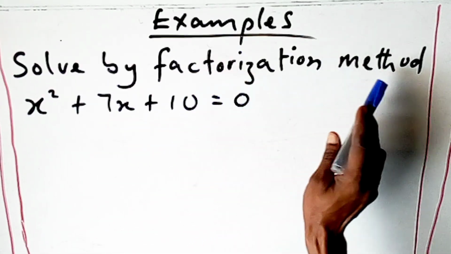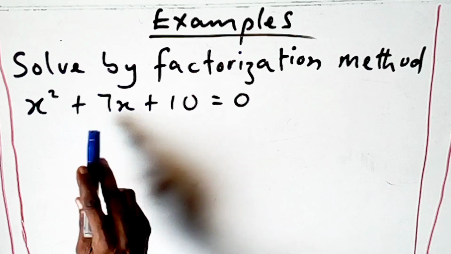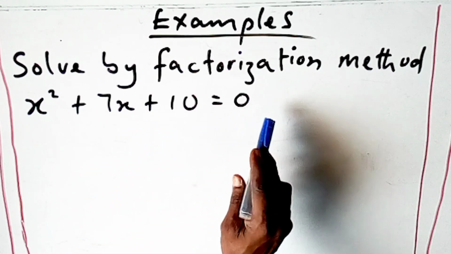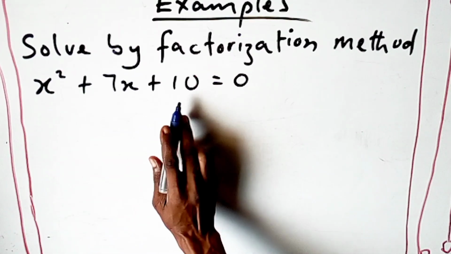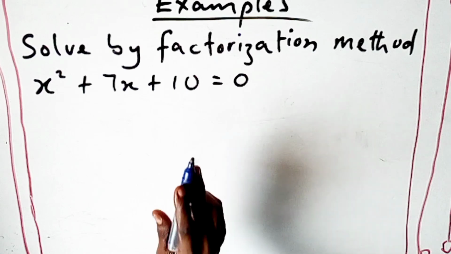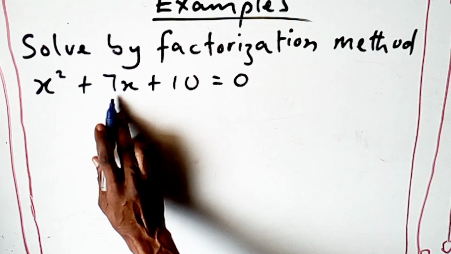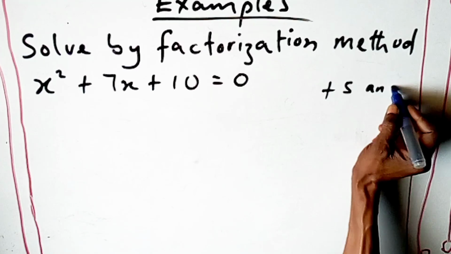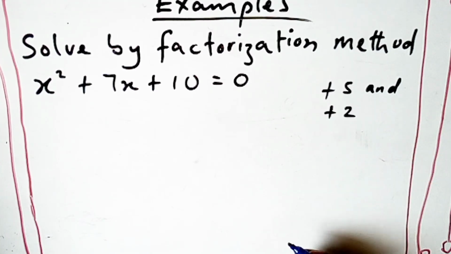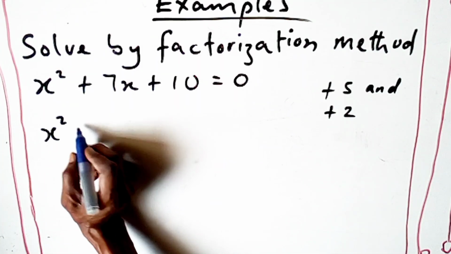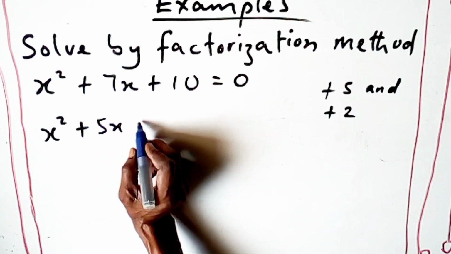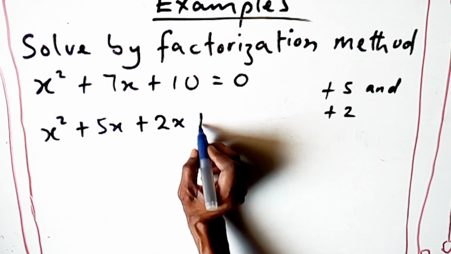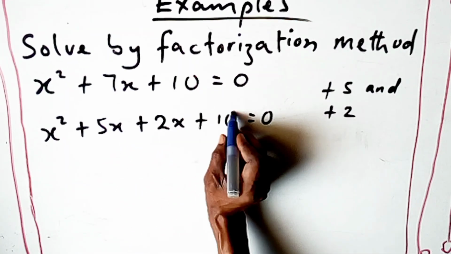Solve by factorization method: x² + 7x + 10 = 0. Now you look for two numbers. When you multiply the two numbers, you get 10, and when you add them, you get +7. The two numbers are +5 and +2. So we have x² + 5x + 2x + 10 = 0.